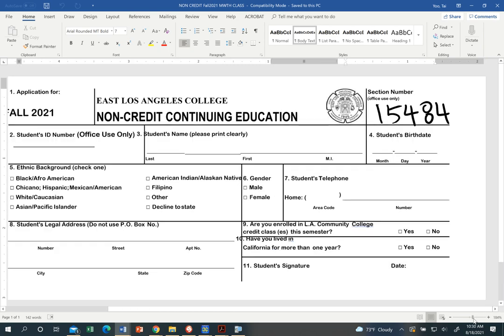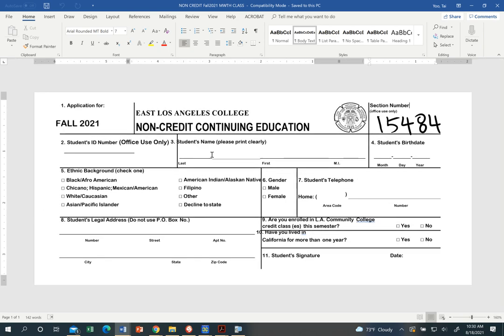Let's see if we are able to print this out over here. Go ahead and type your last name. All right, there you go. And then, I think you have to use space. Go ahead and do that.